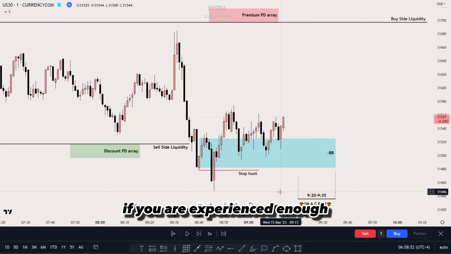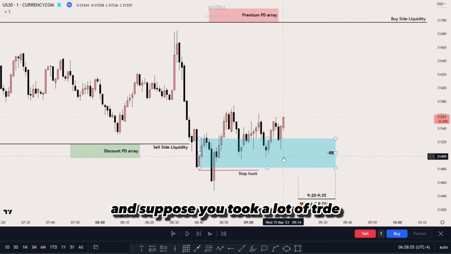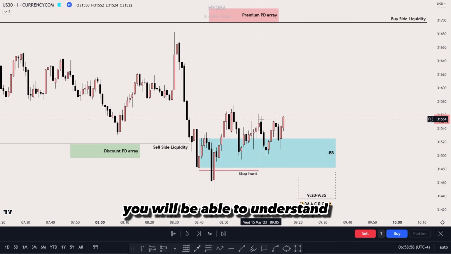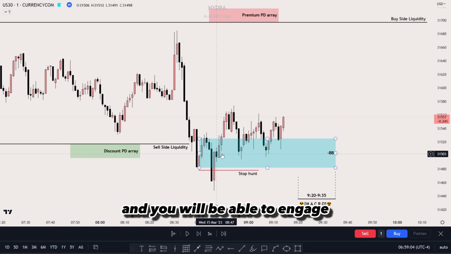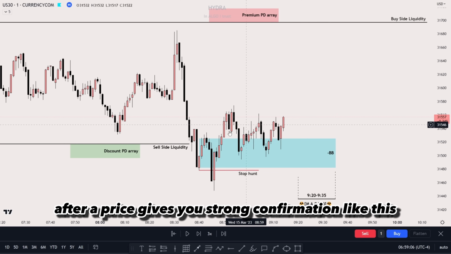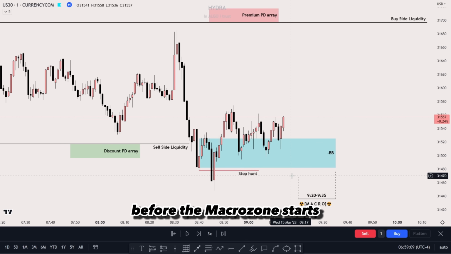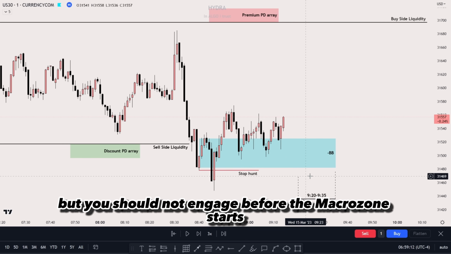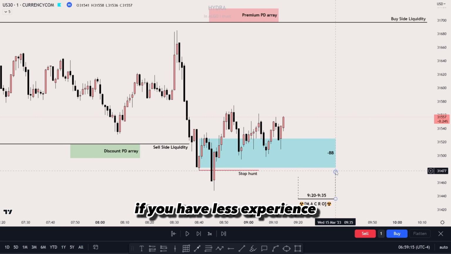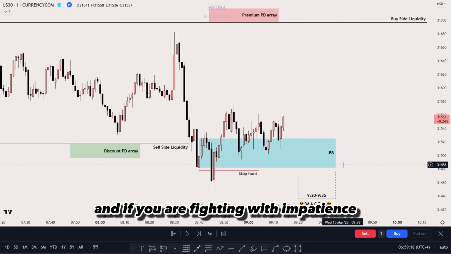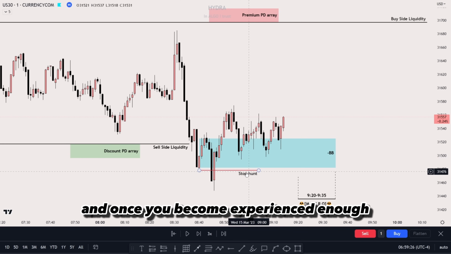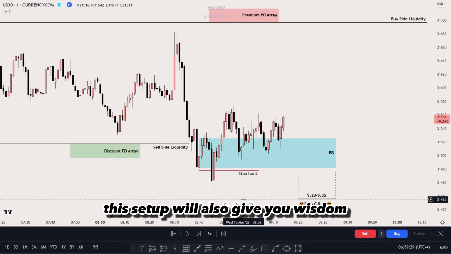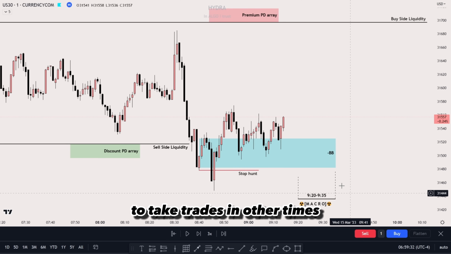If you are experienced enough and you have taken a lot of trades with this breaker block concept, you will be able to know when to engage and how to engage, and you will be able to engage after price gives you strong confirmation like this before the macro zone starts. But you should not engage before the macro zone starts if you are new, if you have less experience, and if you are fighting with impatience in your trading style. This setup will build the patience that you are lacking. And once you become experienced enough, this setup will also give you the wisdom to take trades at other times.